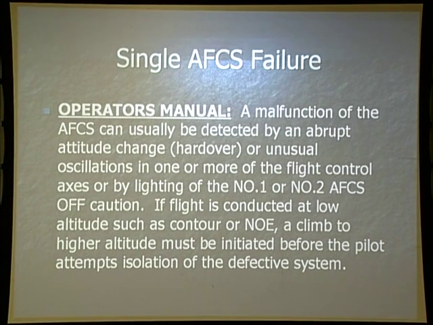Malfunction of the AFCS can usually be detected by an abrupt altitude or attitude change, hard over, or unusual oscillation in one or more of the flight control axes, or by lighting of the number one or number two AFCS off caution lights. If flight is conducted at low altitude, such as contour or NOE, a climb to a higher altitude must be initiated before the pilot attempts isolation of the defective system.